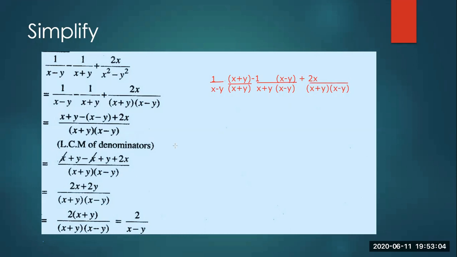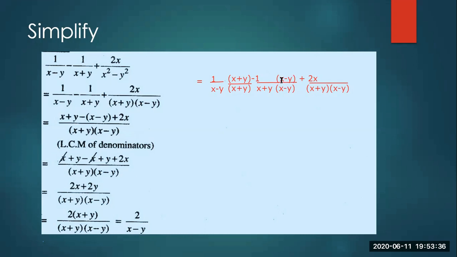Okay, now we have to multiply the brackets. Multiply 1 with this whole bracket: x multiplied by 1 is x and y multiplied by 1 is y. So I'll write x plus y minus 1 into x minus y.